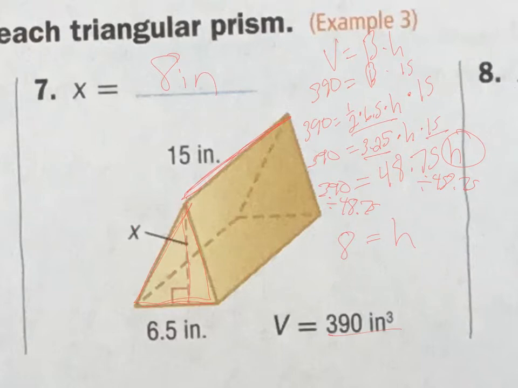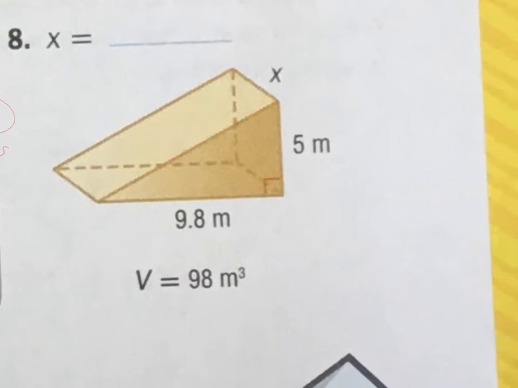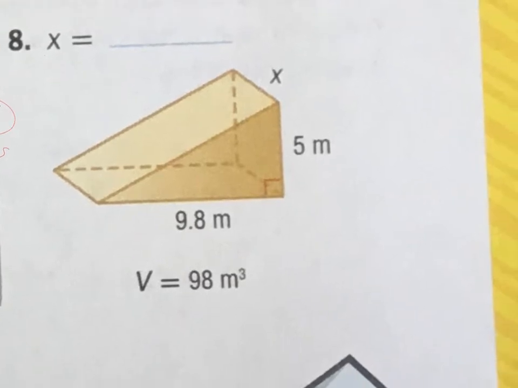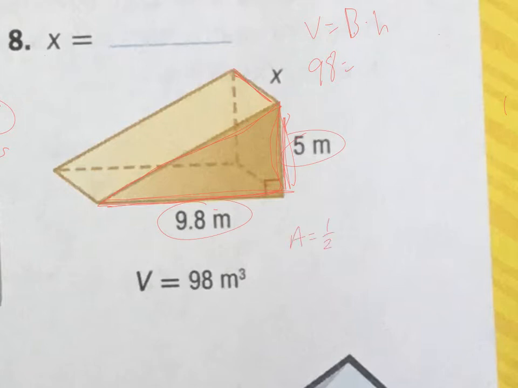Okay. Number 8. Okay, we're missing something. Looks like here's the triangle. Looks like we could figure out the base of the triangle because we have the small base and the height of that. We don't know the height between the two bases. So volume equals big B times H. Volume, it said, was 98 equals this big B we can find because we have these two things here. So let's do that. Area equals 1/2 times 9.8 times 5.